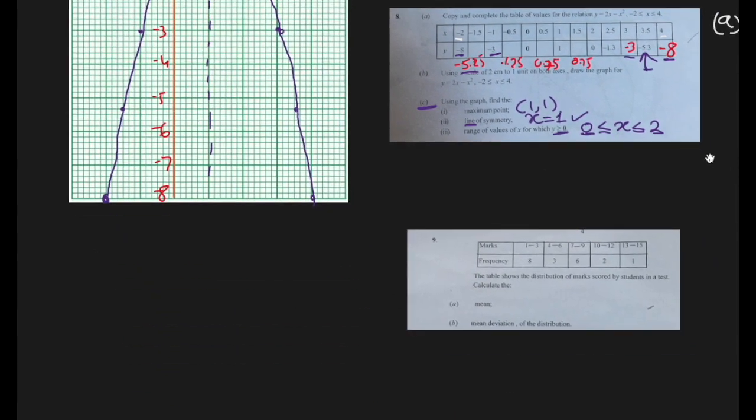Let's go to question number 9 now. Question number 9 says there are some marks given. In the table, 8 people got 1 to 3 marks, 3 people got 4 to 6 marks, then 7 to 9, and so on. The table shows the distribution of marks scored by students in a test.